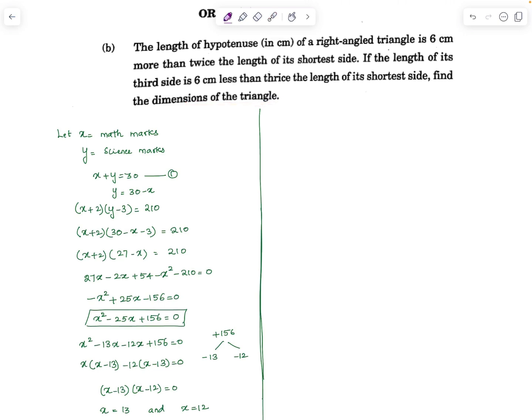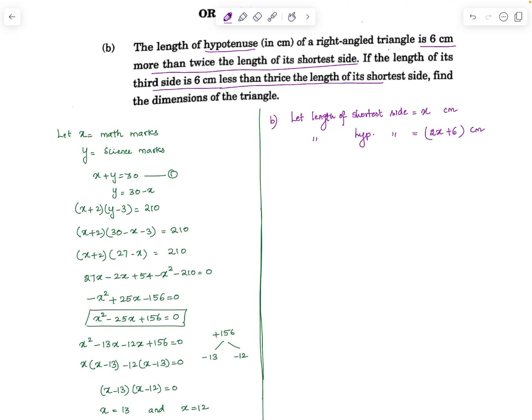The given triangle is a right angle triangle. Hypotenuse and the third side are dependent on the shortest side. So now let's assume the length of the shortest side as x. The question says the hypotenuse is 6 centimeter more than twice the length of its shortest side, and the third side is 6 centimeter less than thrice the length of its shortest side.